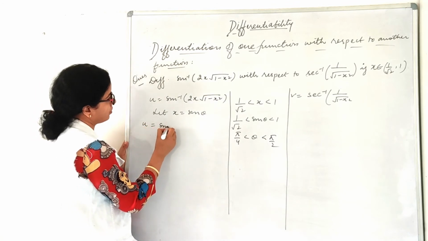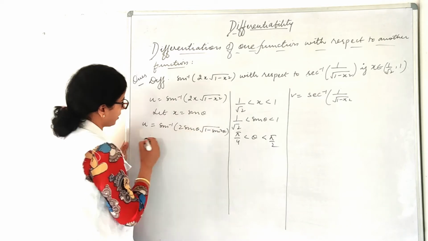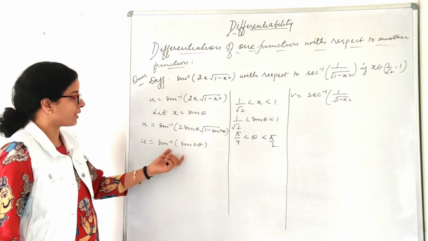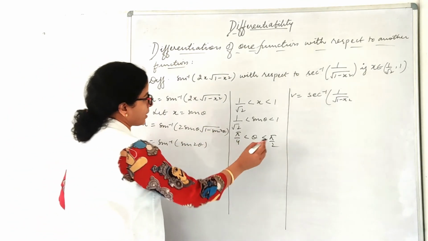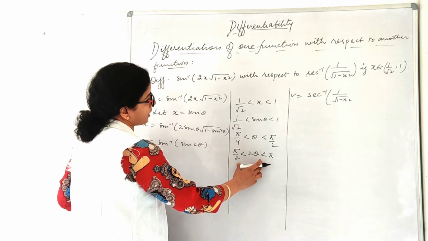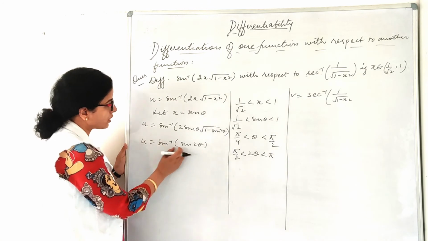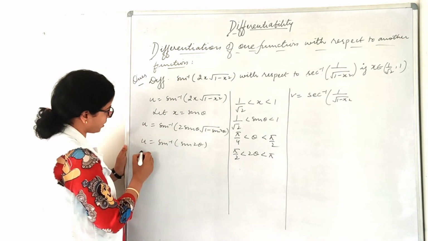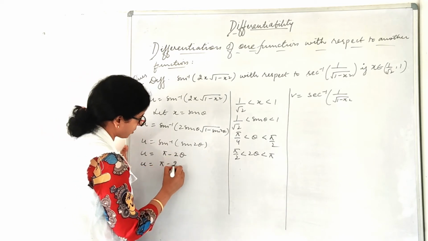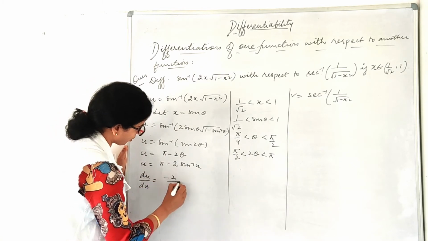So u is equal to sine inverse 2 sine theta root 1 minus sine square theta. So I am left with u is equal to sine inverse, this will become sine 2 theta. Now let us check whether it lies in the principal range or not. So multiply throughout by 2. It does not lie in the principal range of sine. So it means whenever my angle lies between pi by 2 and pi, sine inverse of sine of the angle becomes pi minus the angle, so sine inverse sine 2 theta becomes pi minus 2 theta. So u is equal to pi minus 2 sine inverse x. So du by dx will be equal to minus 2 upon root 1 minus x square.